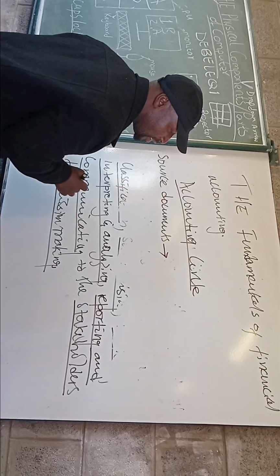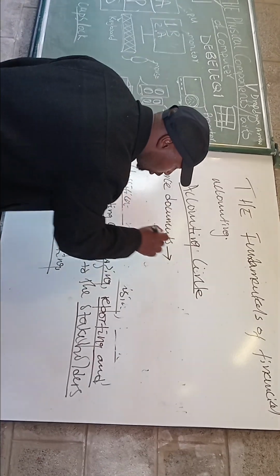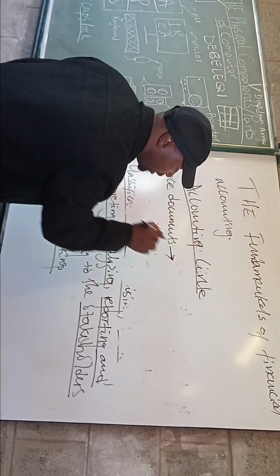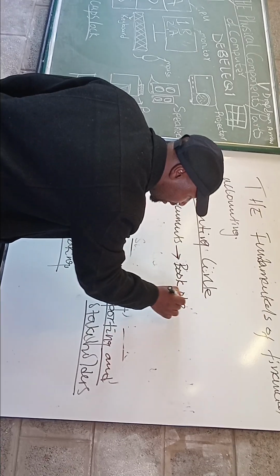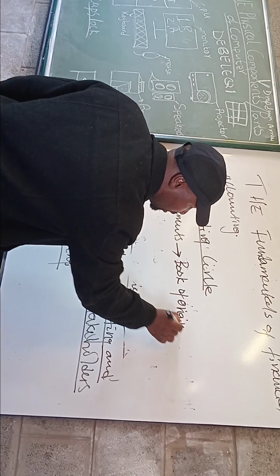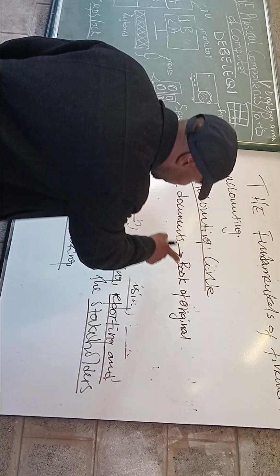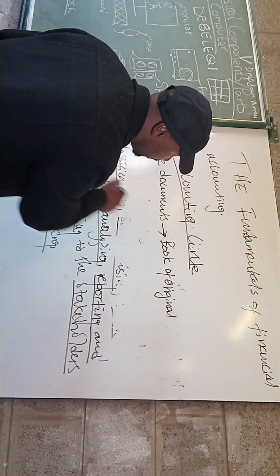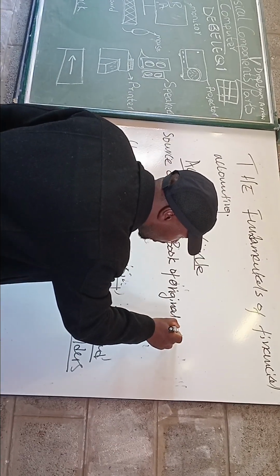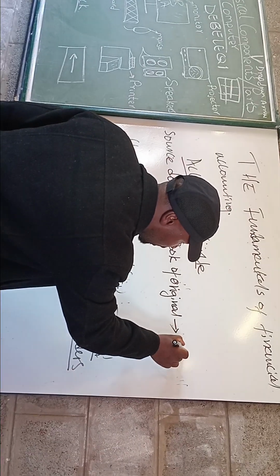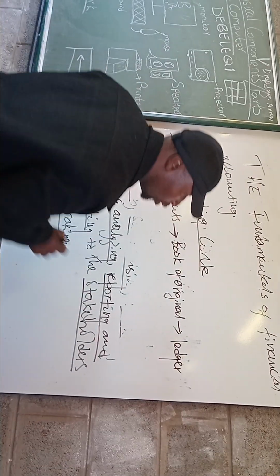From the source documents, we are now going to classify the source documents into the books of original entry, whereby we are going to record in the books of original entry. That is why the classification is seen. We have the sources collection, then first of all we have to classify into the books of original entry, then record from there. We post to the ledger from the books of original entry.